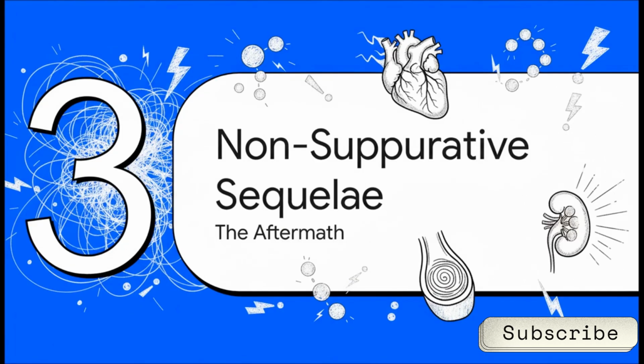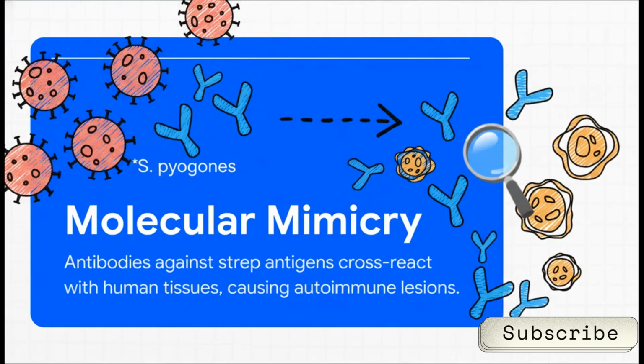Now let's shift gears and talk about those non-suppurative complications. The key here is that the bacteria might be long gone, but the real danger is just getting started. We're talking about serious immune-mediated conditions that pop up weeks after the initial infection has cleared. The engine driving these complications is a fascinating and, frankly, dangerous process called molecular mimicry. It's basically a case of mistaken identity. Parts of the S. pyogenes bacterium look almost identical to our own tissues. So the antibodies we make to fight the bug end up waging war on our own cells.